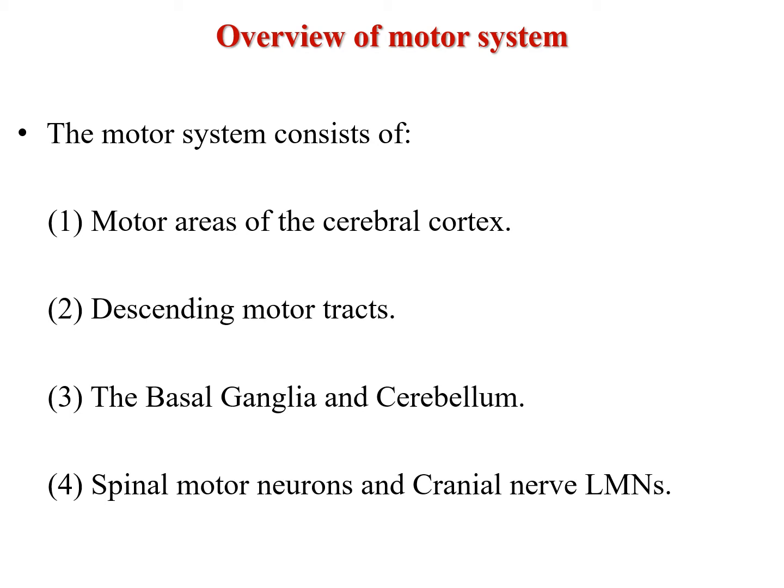So once again, there is a four-tier system of motor control. The highest is at the level of the cerebral cortex. The second tier is actually the basal ganglia and the cerebellum. These three all together modulate the descending motor tracts, and these descending motor tracts ultimately give an output through the spinal motor neurons or the cranial nerve lower motor neurons. This is the basic organization of the motor system of the human body.